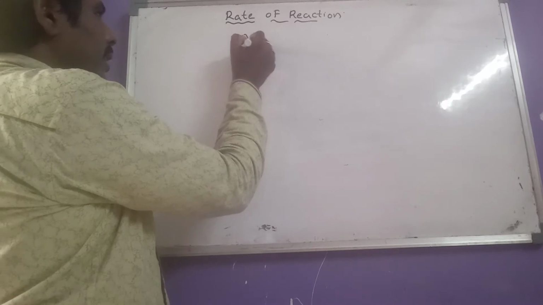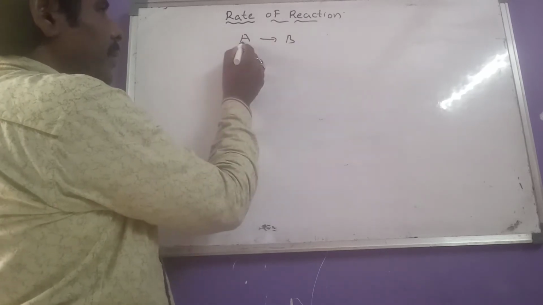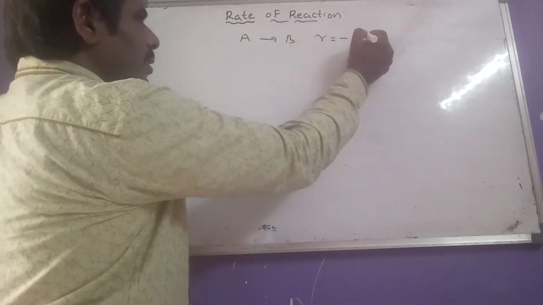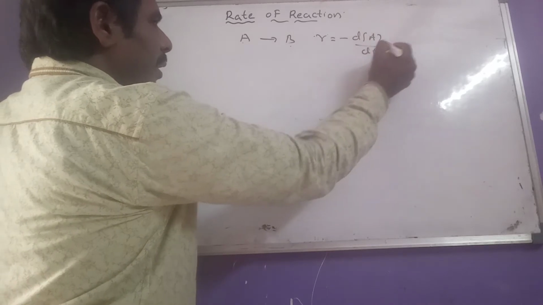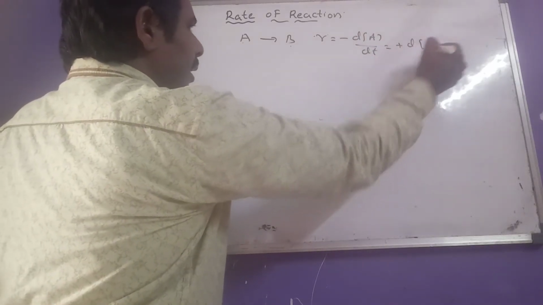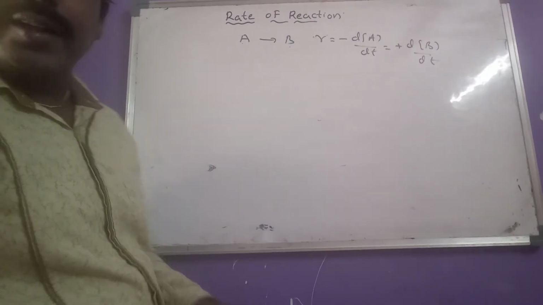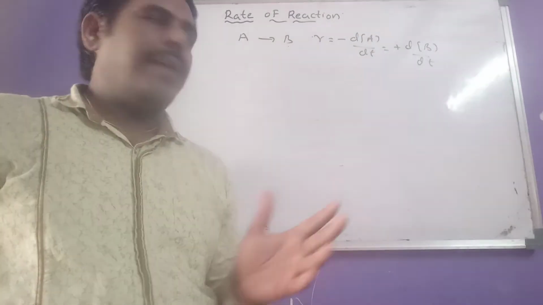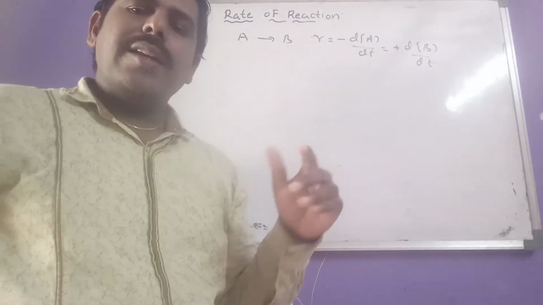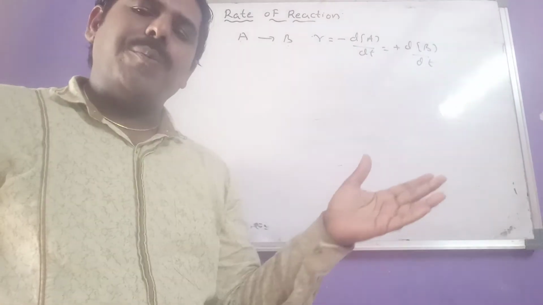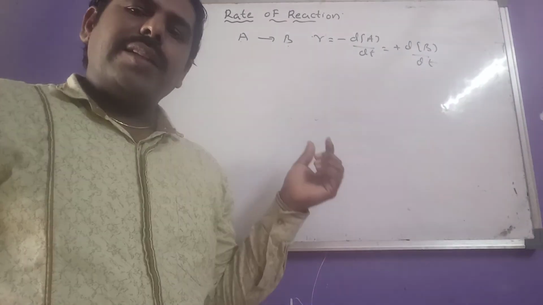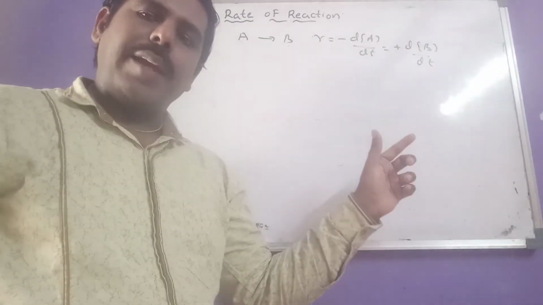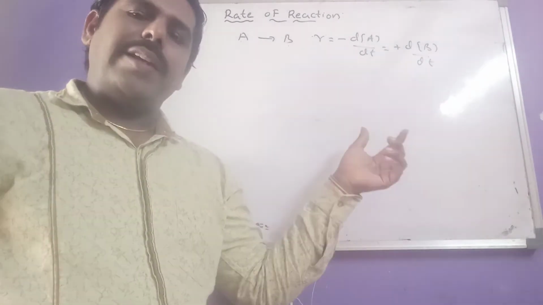Now let us consider any one reaction here. That means A gives B. A is the reactant, B is the product. Therefore, the rate expression can be given as minus dA by dt equals plus dB by dt. Here the minus indicates a decrease in the concentration of A, and the plus indicates an increase in the concentration of B. So a decrease in the concentration of reactant or increase in the concentration of product with time is known as rate of a reaction.